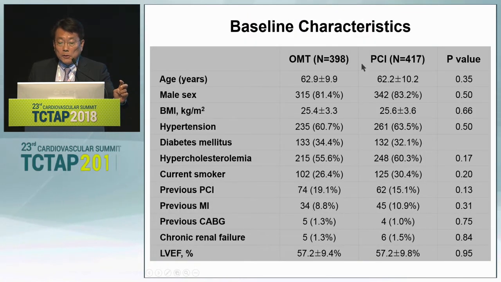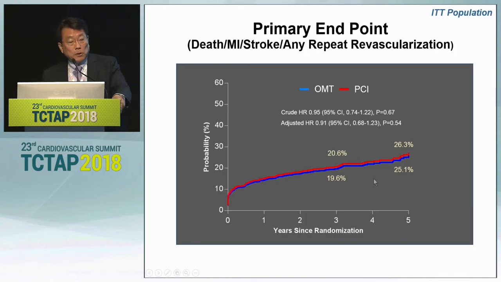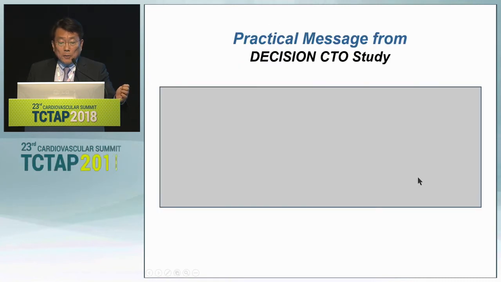The groups were well balanced between the two, age 62 years, 34% diabetics, and stable angina, mainly LAD and right coronary arteries. Multivessel involvement was actually more than 74%, a lot of patients included as multivessel disease. For the primary endpoint, death, MI, stroke, and any repeat revascularization, the intention-to-treat analysis was absolutely no different between the two.